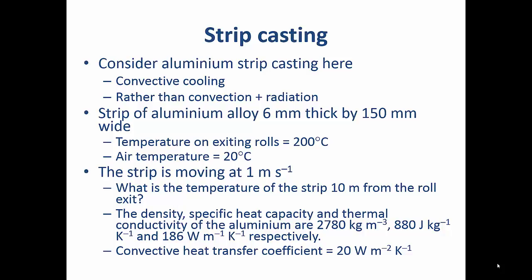The system I'm going to deal with is a strip of aluminium alloy 6 mm thick by 150 mm wide. Say that its temperature on exiting the rolls is 200 °C into an air temperature of 20 °C, and the strip is moving at 1 meter per second. And I'm going to ask, what is the temperature of that strip 10 meters from the roll exit, in other words 10 seconds after it's left the rolls? I've given the relevant thermal properties of the material and also a convective heat transfer coefficient of 20 watts per meter squared per Kelvin.